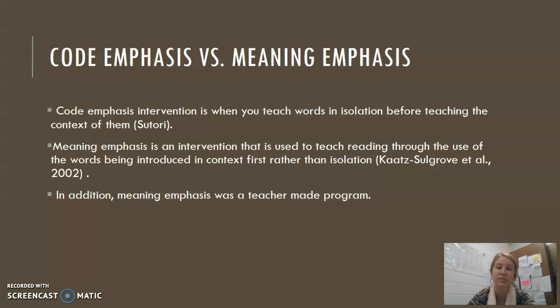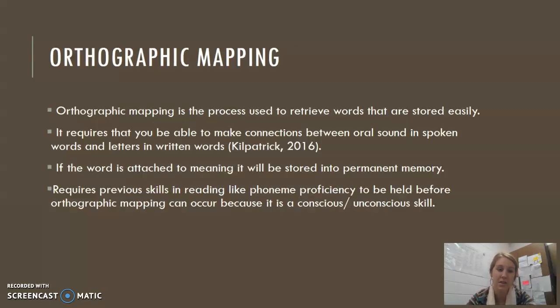Code emphasis versus meaning emphasis. Code emphasis is an intervention where you teach words in isolation before teaching the context of them, according to the Satori article. Meaning emphasis is an intervention used to teach reading through words being introduced by their context first, rather than in isolation. Meaning emphasis was a teacher-made program, which shows me that it might have better usage in the classroom, because teachers see every day what is going on and really understand what is happening with students and what might benefit them.